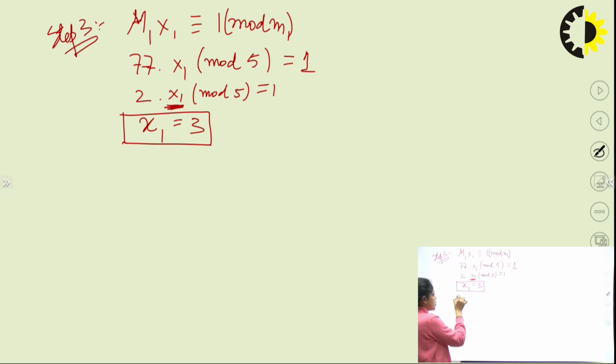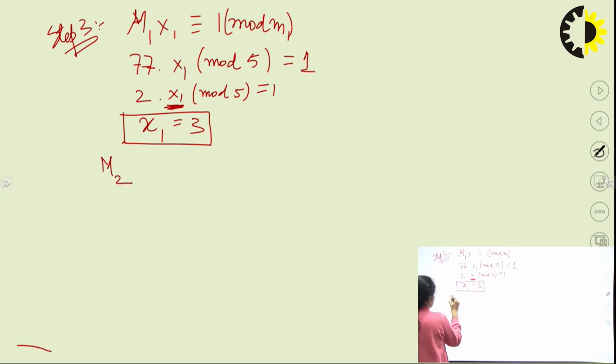I am repeating this step once again, that we need to take the value of x1 in such a way that when we will multiply this x1 to this 2, whatever value will be generated, taking mod with 5, it will give you 1. So we know that 2 3s are 6 and 6 mod 5 will give you the value 1. So the x1 is equals to 3 over here.